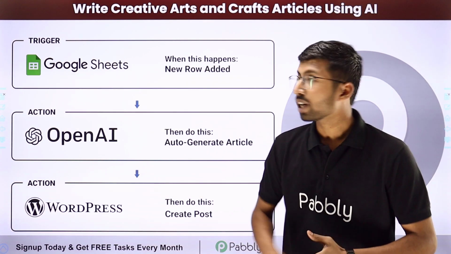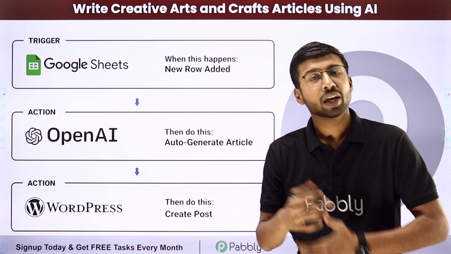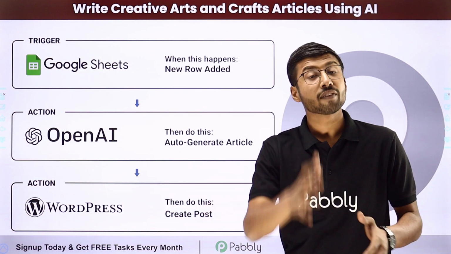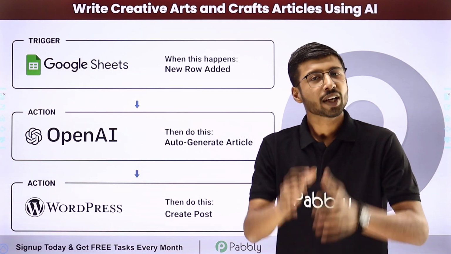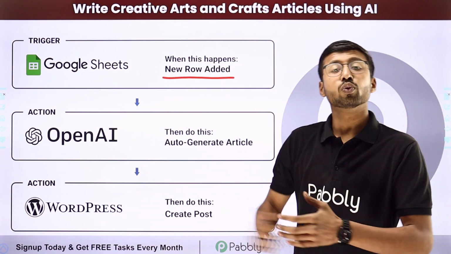So in this video, we will learn how to write creative art and craft articles using AI. So guys, if you are creating some kind of online content related to art and craft, this automation is for you. So in this automation, we will be just adding a new row of title in our Google Sheet.